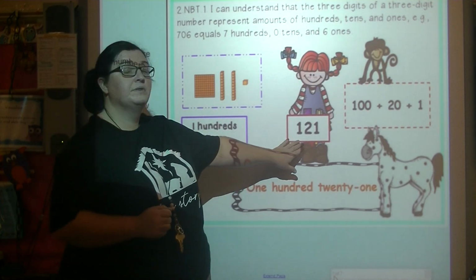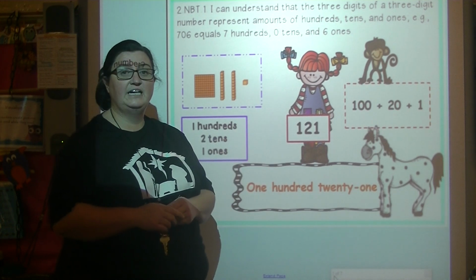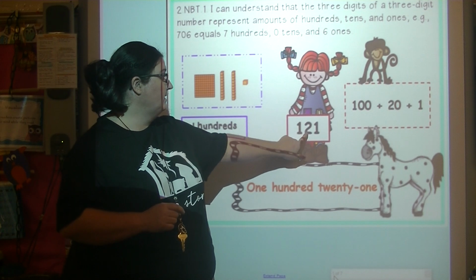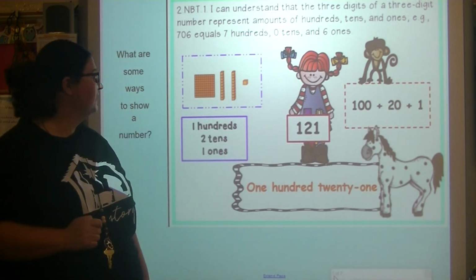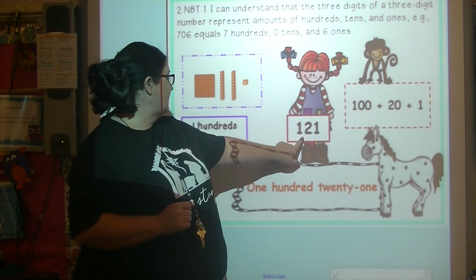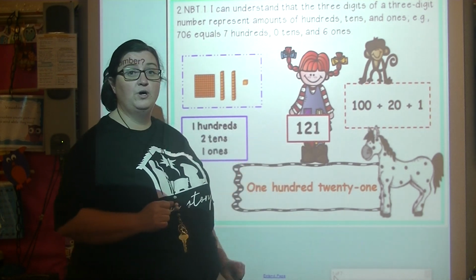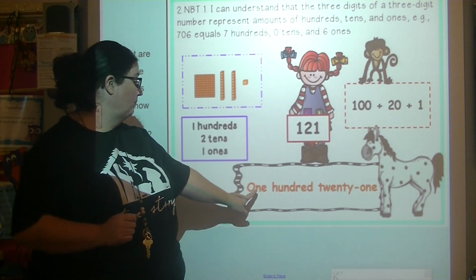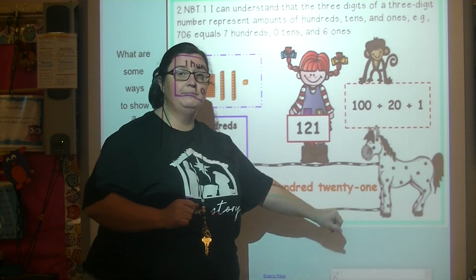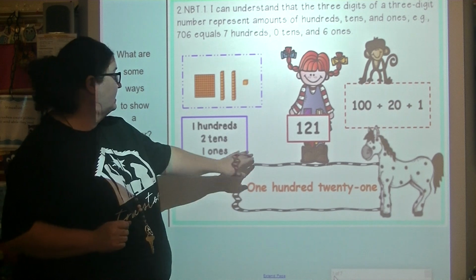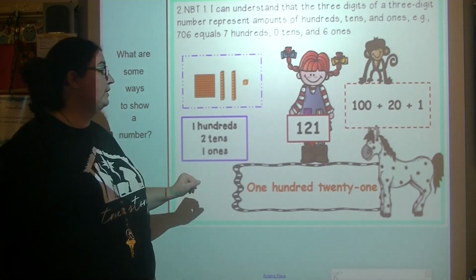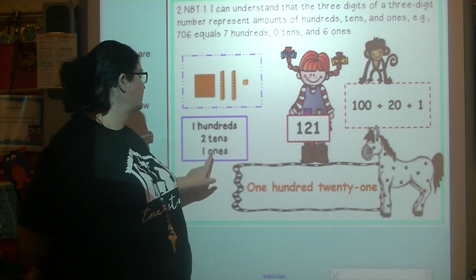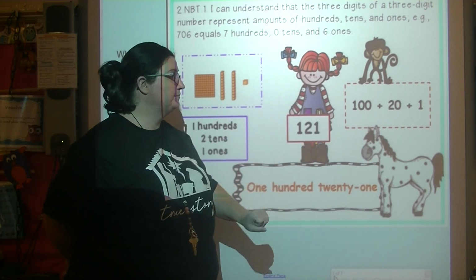So here we have a little girl. She's holding a sign. It has a 3-digit number. 1, 2, 3 digits. You can say this number is 121. One way to do that is in written form: 121. Another way is to tell how many hundreds, tens, and ones. There's 1 hundred, 2 tens, and 1 one.